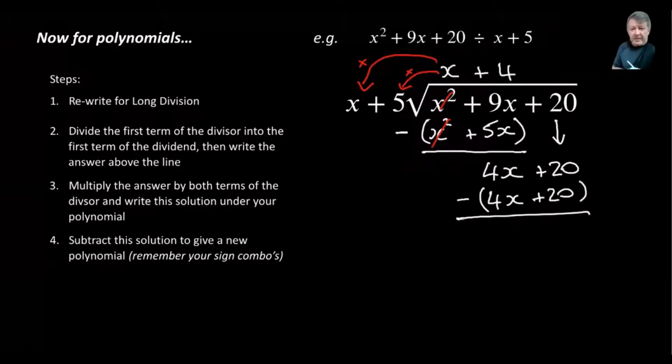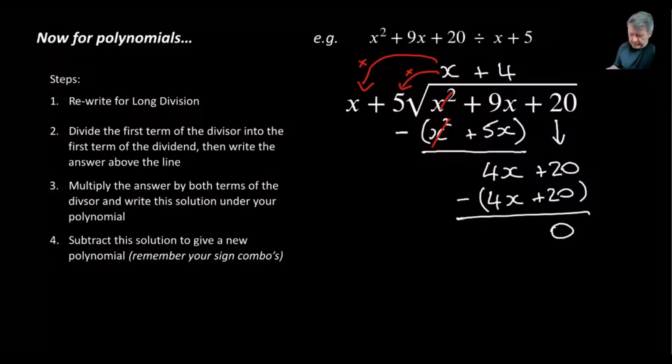Now you see we've repeated this twice. 4x minus 4x is 0. 20 minus positive. So 20 minus positive is minus. 20 minus 20 is 0. So there is 0 remainder.